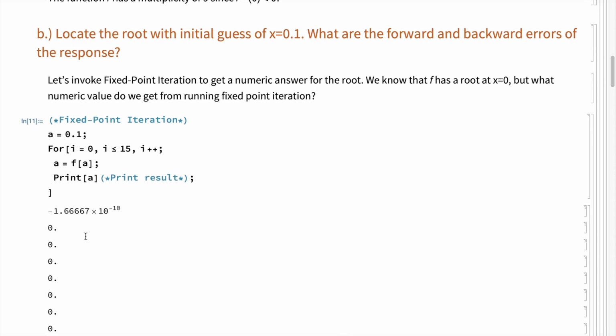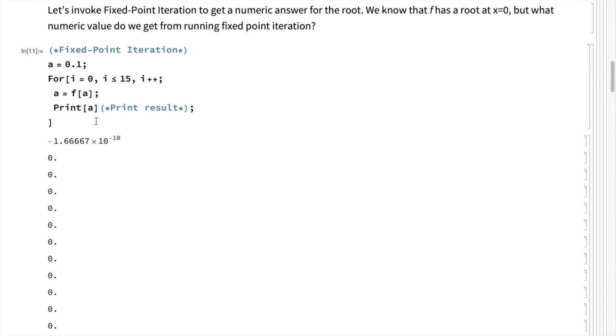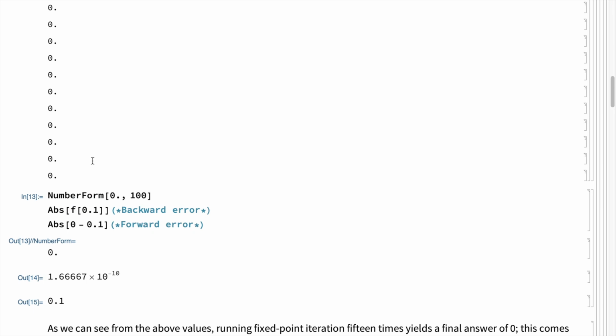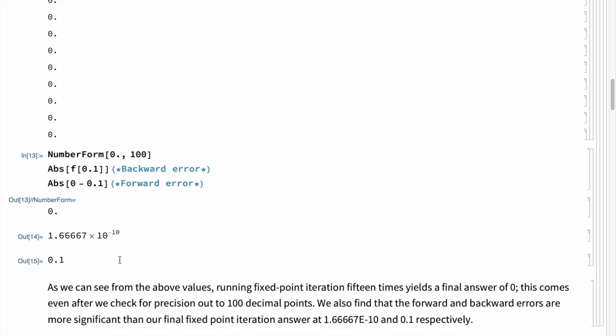When we do this, we find that after only one iteration, we get pretty close to 0, but then after 2 iterations, we get to 0 exactly. And then every iteration afterwards is 0. And so we can evaluate this for the backward error and the forward error shown here. When we do this, we find that we get a root of 0, a backward error of 1.67 times 10 to the negative 10, and a forward error of 0.1.